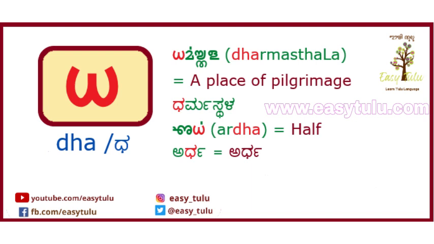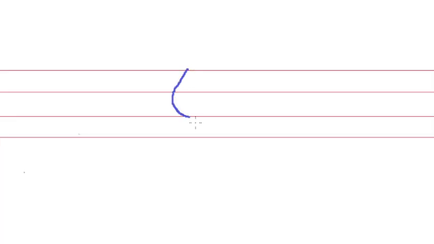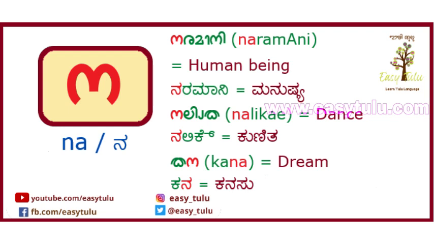Dha. This is aspirated da sound used to write Sanskrit words. Examples: Dharmasthala. Dharmasthala, a place of pilgrimage. Ardha. Ardha means half. Also Ardha in Kannada. Let us see how it is written. Dha. Dha. Next one is na.